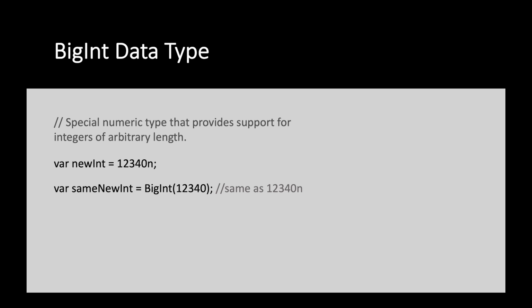To use BigInt, simply add the n keyword at the end of your integer value in a variable. This tells the browser that this is a BigInt data type. Another way of declaring a BigInt would be to use the keyword BigInt and within the parentheses add your integer value.